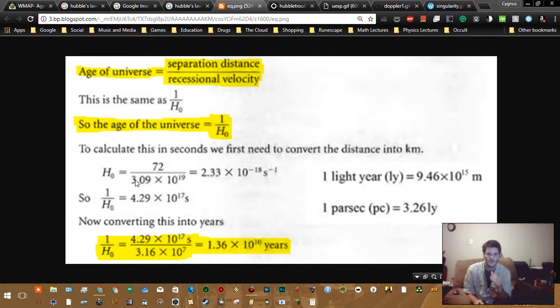3.09, well, that's first converting distance into kilometers. Okay, so 3.09 times 10 to the 19. I have to think about this for a second. Hold on. Okay, I think I get it. What they did here with the 3.09 times 10 to the 19, I think that is converting megaparsecs into units of space, I think is what just happened here.